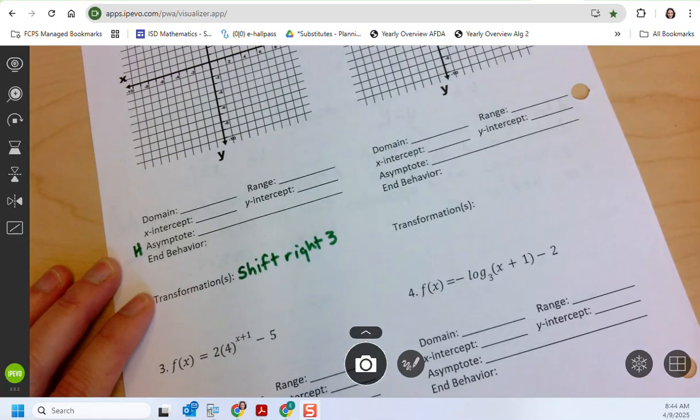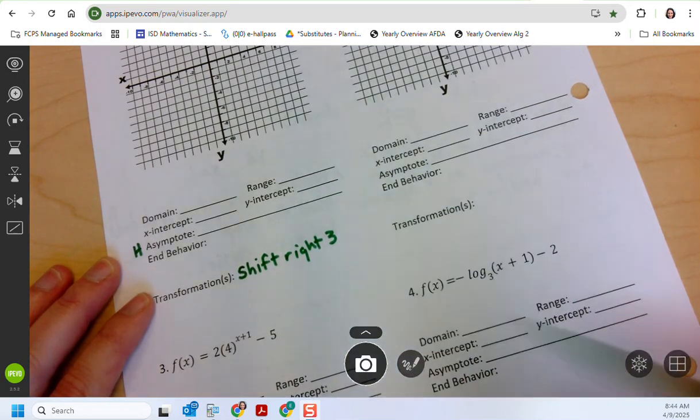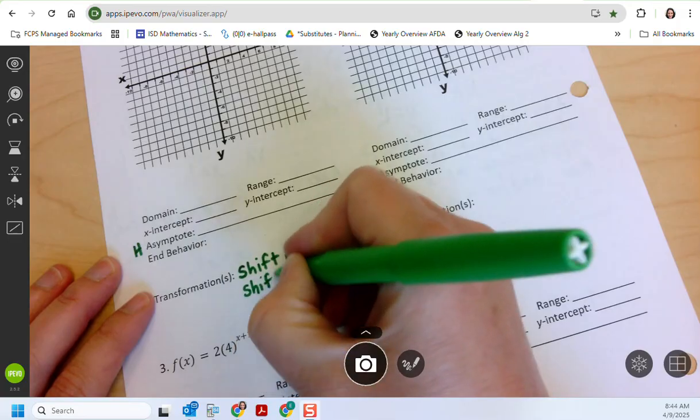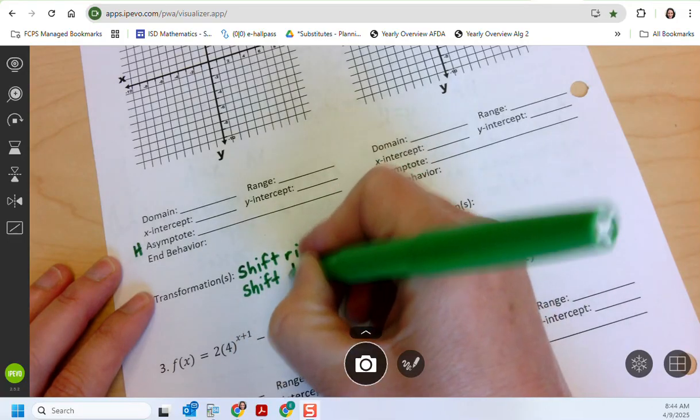And then the -2 shifts which way? Down, yeah. Shift down 2. And that's it, because the 10 is the base. That's not a transformation.